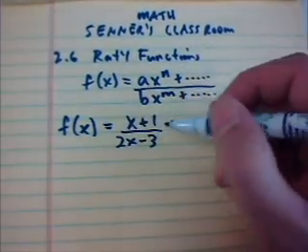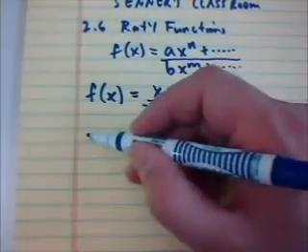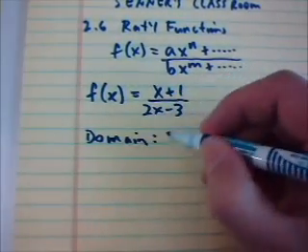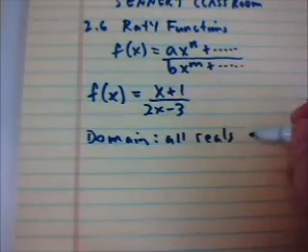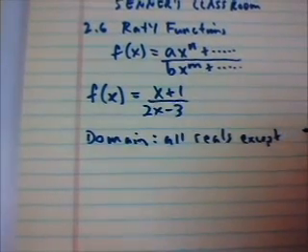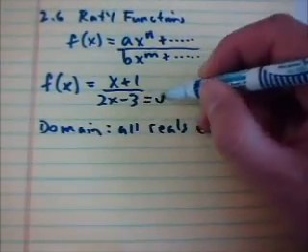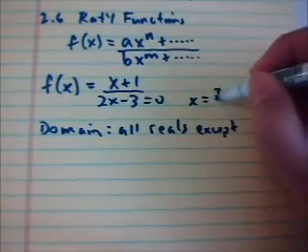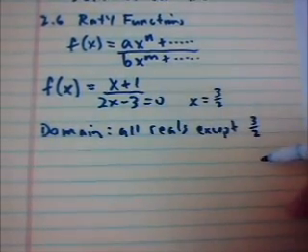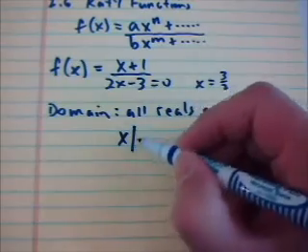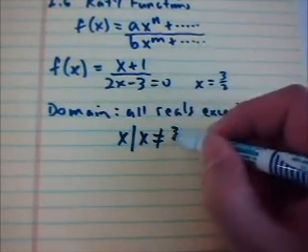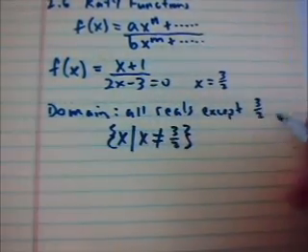First thing we want to look at today is the domain. The domain is all real numbers as long as the denominator does not equal 0. So if you solve for that, you get 3 over 2 in this case. So all reals except 3 over 2. You can write it in set notation, x such that x does not equal 3 over 2, if you like.